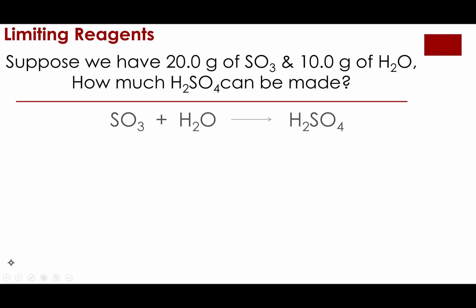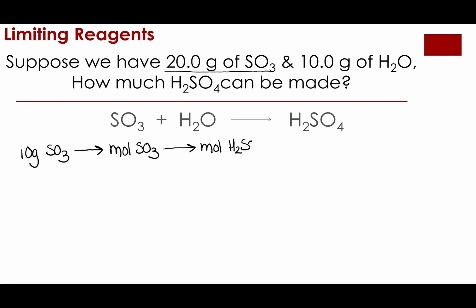Well, to solve this, we're going to have to do 2 stoichiometry problems. Okay, so the first stoichiometry problem that we're going to do is going to be with sulfur trioxide. So we're going to take the 20 grams of sulfur trioxide. We're going to convert that to moles of sulfur trioxide. Then we're going to convert that to moles of sulfuric acid.